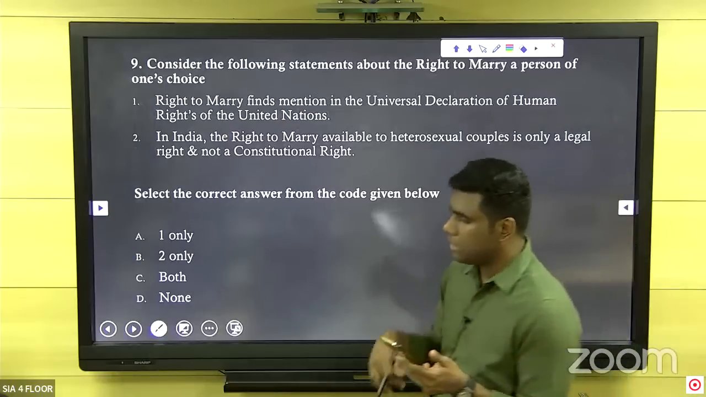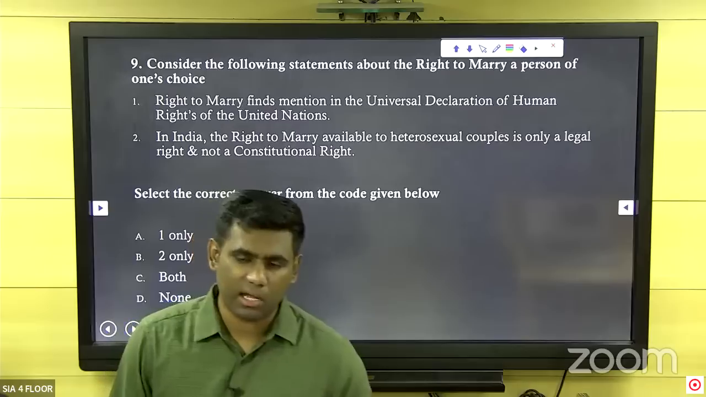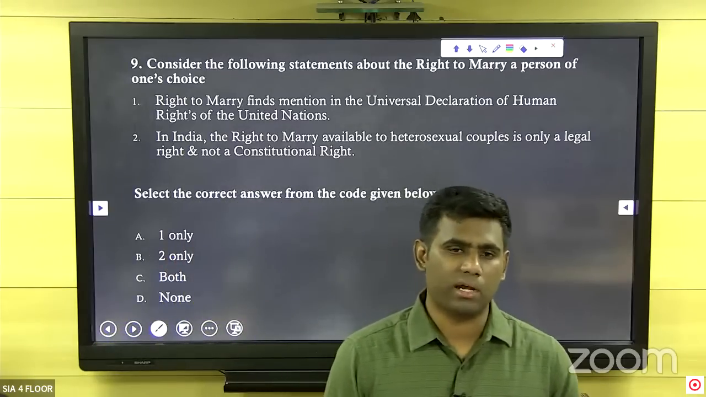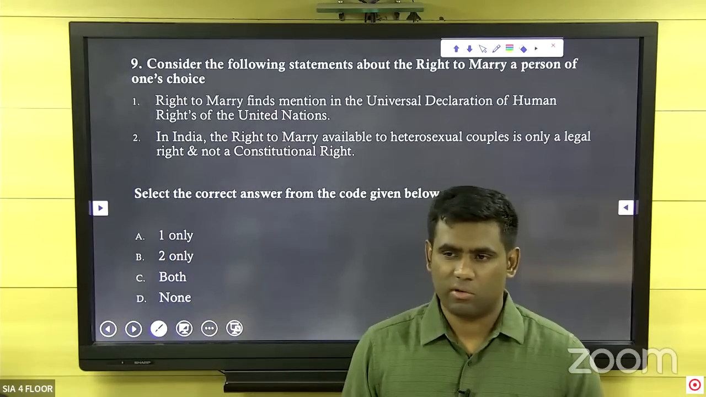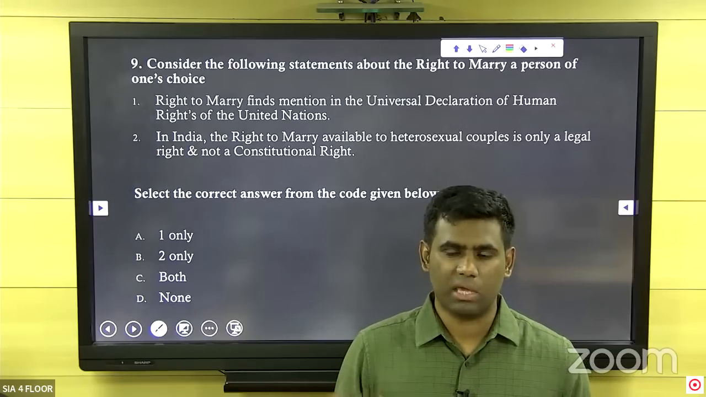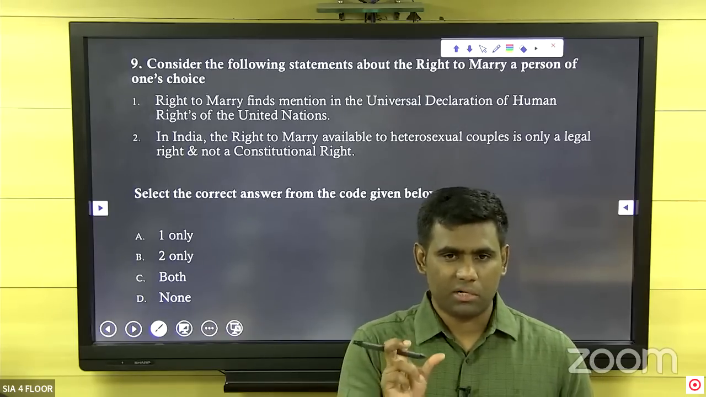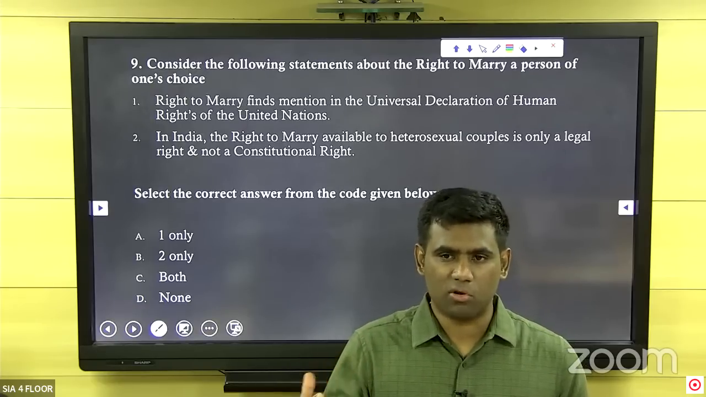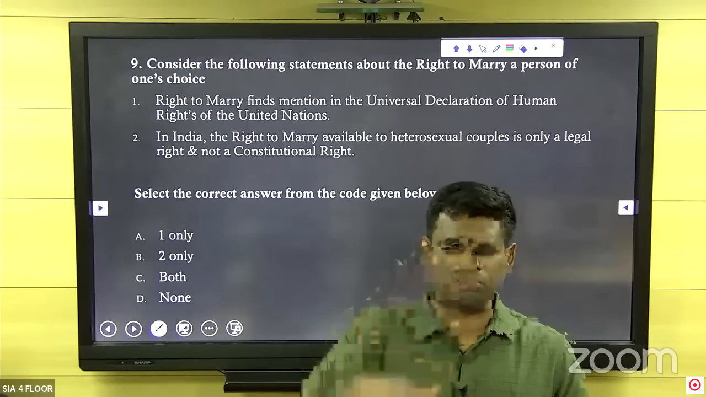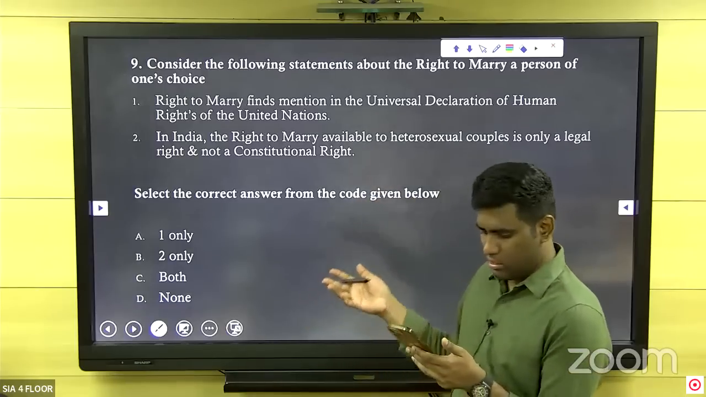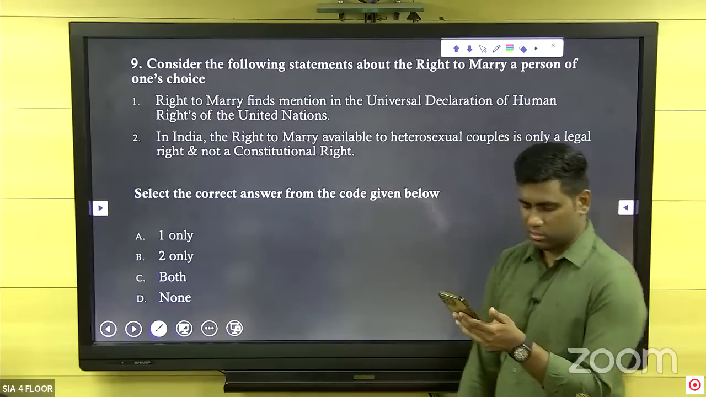Next, this question has been taken up in the context of the demand that is currently ongoing regarding homosexuals' right to also have a marital life. Because the Special Marriage Act only recognizes the right of individuals of two different sexes, male and female, to marry each other, the word person, as given in the Special Marriage Act, does it involve two persons belonging to the same sex or not? It is now up to the Supreme Court to interpret and give a solution. So based on that, this question has been chosen.